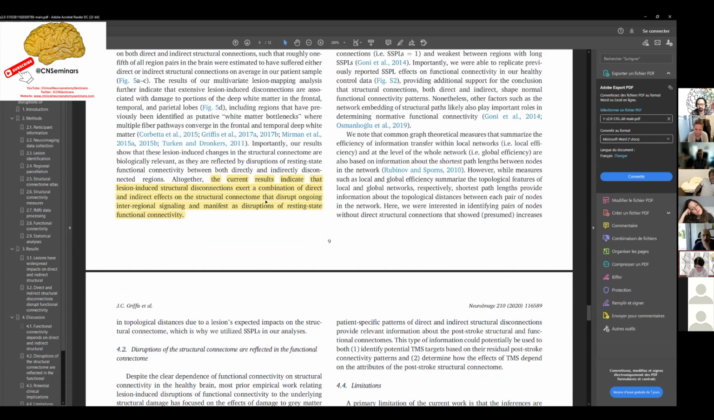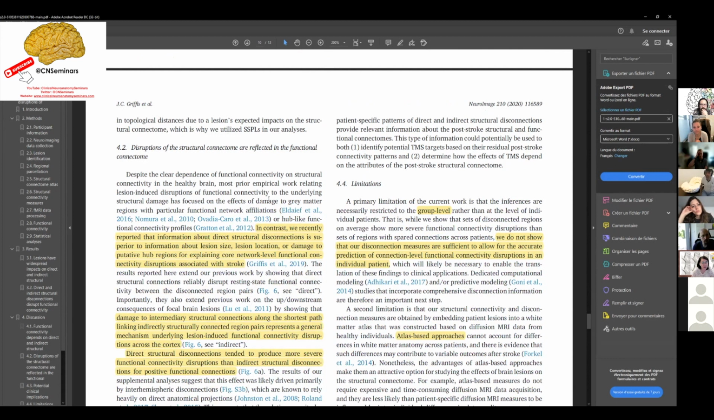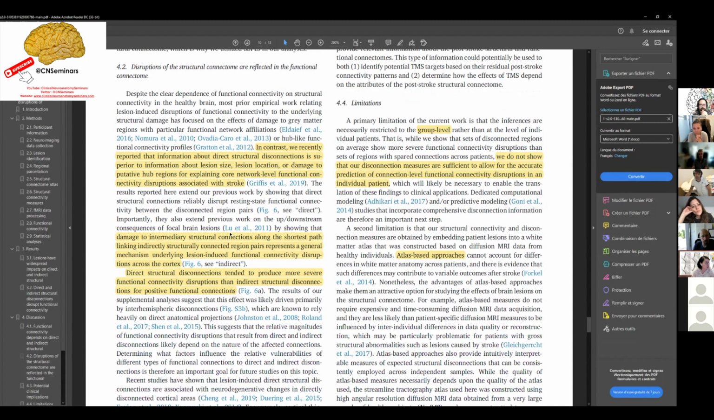Yeah, I think yes. The further it is from the regions in terms of direct structural link or indirect structural link, the weaker the functional connectivity should be. But there might be exceptions. I don't know. It's something that I didn't quite see in the article.